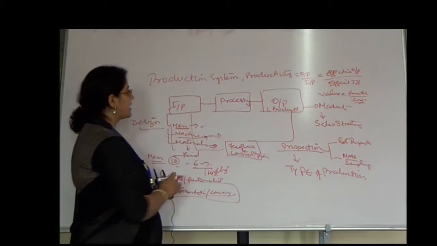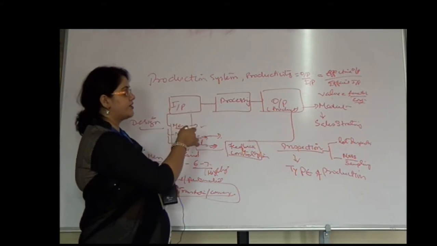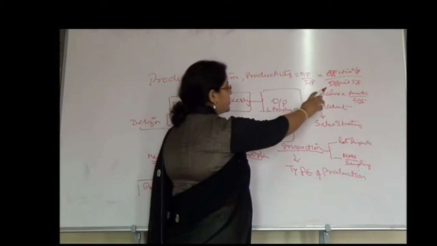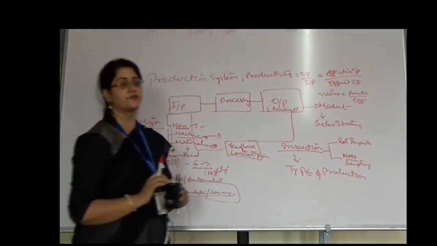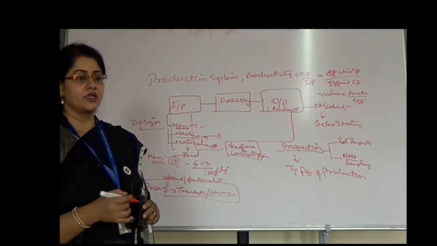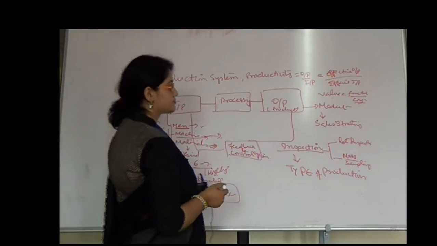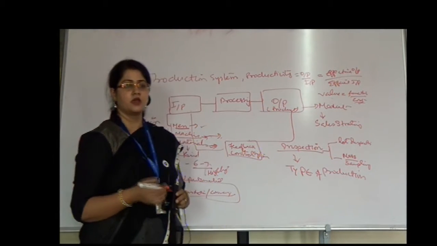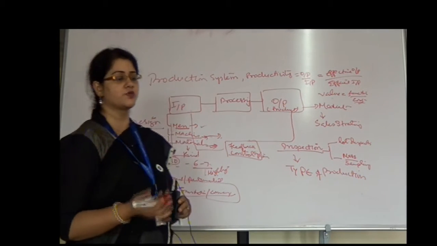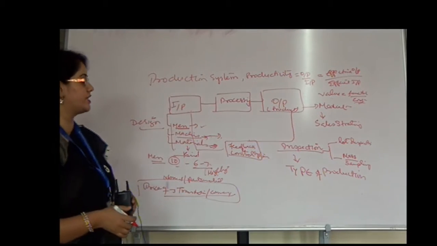Now I think this is clear: what is production, what is production system, productivity. Depending upon the effective output over efficient input, we have different types of productivity. If we are working on the person, it is labor productivity. If we are working on the cost, it is money productivity. Money includes the material, transportation. So there are different sets of productivity.